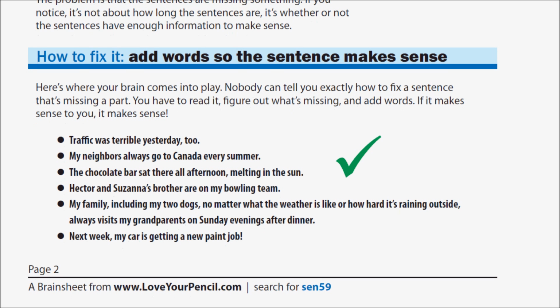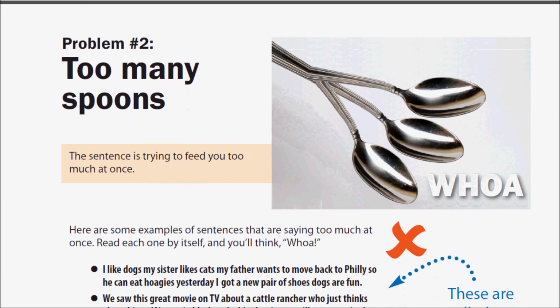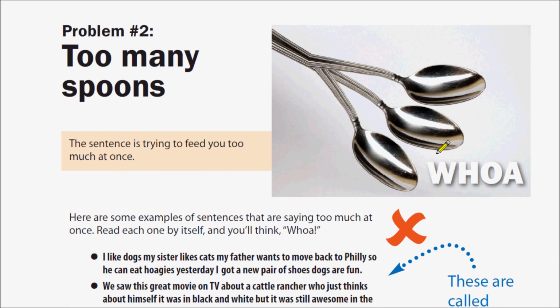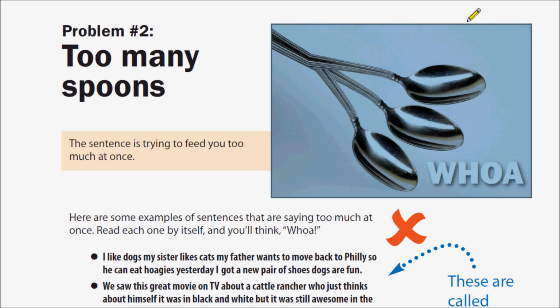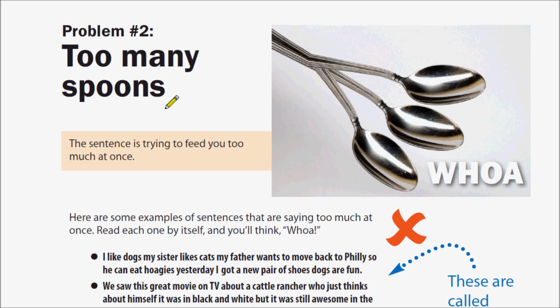All right, now here's another problem with sentences. Too many spoons. Whoa. Okay. You have too many spoons there. The sentence is trying to feed you too much at once. Okay, you only have one mouth and you can only have one spoon at a time, and you only have one brain.